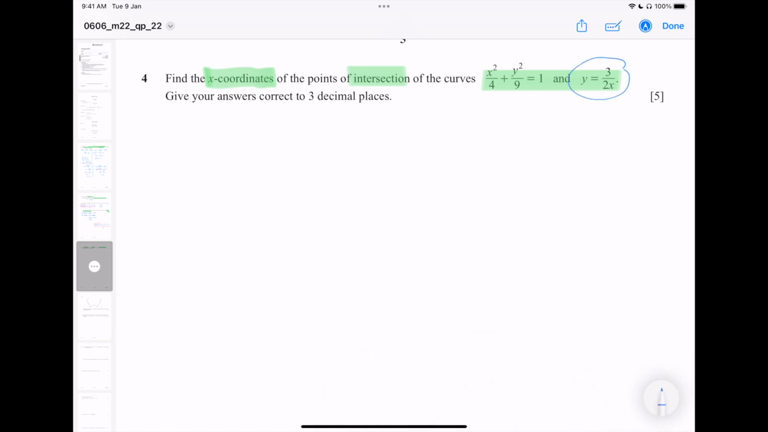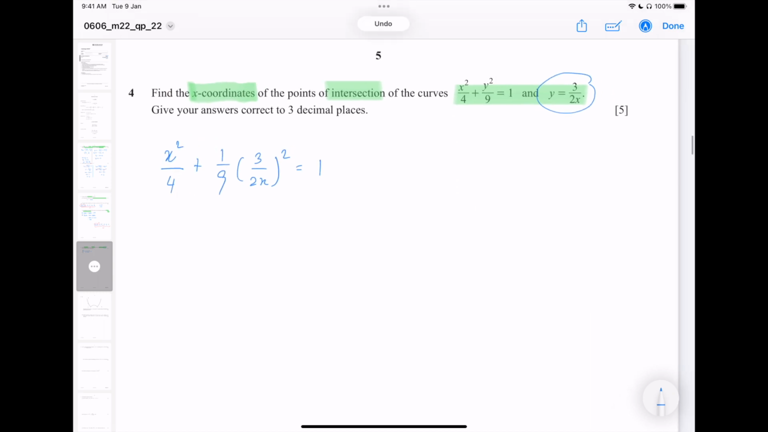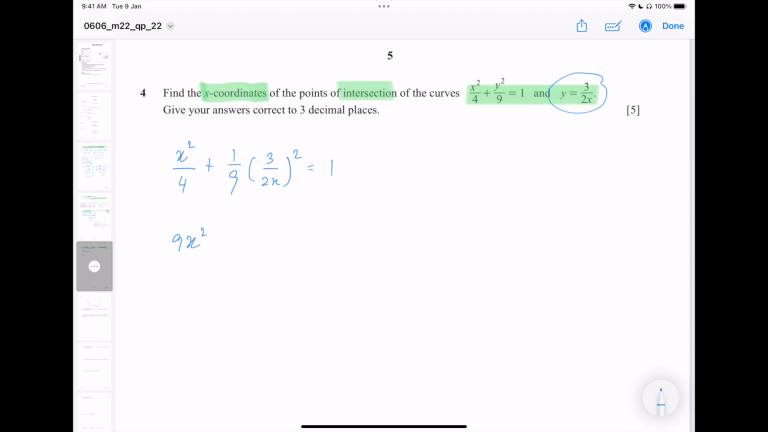This is very nice because it's already arranged. I just have to substitute my y. So x squared over 4 plus, I'm going to write 1 over 9. Just bring the y down, which I still can as long as I times. 3 over 2x squared equals 1. Alright, now what I'm going to do is I'm going to multiply everything by 36, and you'll see why. This first term, when you times 36, you will have 9x squared. Second term, when you times 36, you will have 4 times 9 over 4x squared. Then you will equal 36, which you can easily just bring it over.